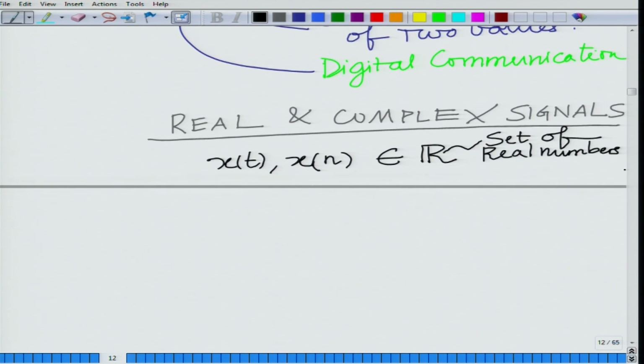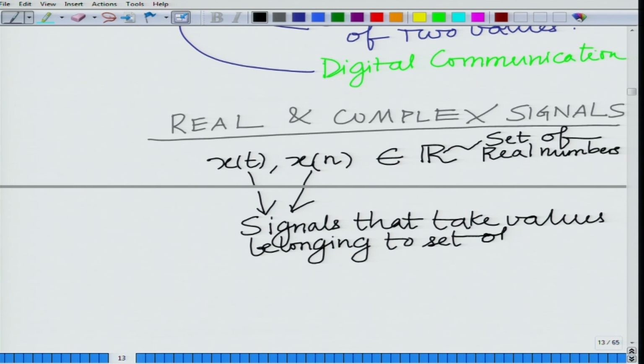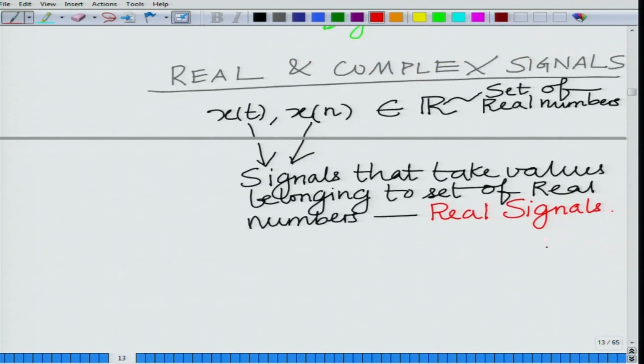Signals that take values belonging to the set of real numbers are termed as real signals.